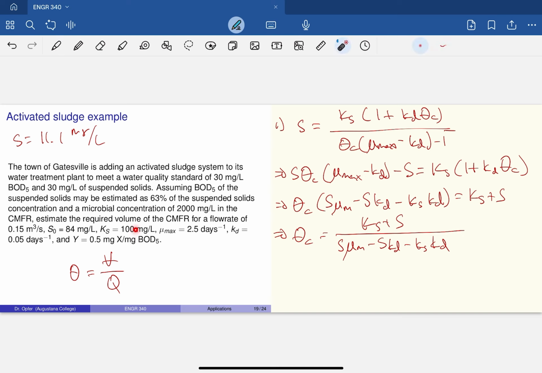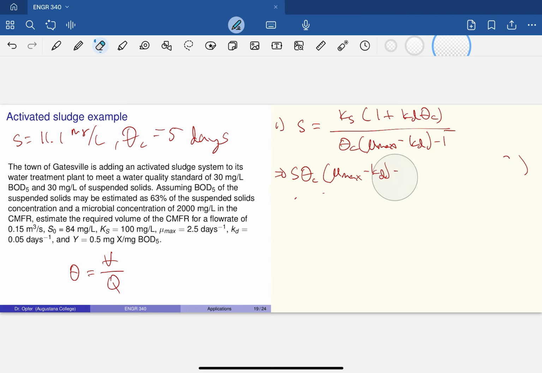Okay, this half saturation constant is 100 milligrams per liter. S is this 11.1 milligrams per liter. Mu max is 2.5 inverse days. Kd is 0.05 inverse days. So plugging all that in, we get a cell mean residence time approximately equal to 5 days. Okay, so I'm just going to write that over here and erase to make room.